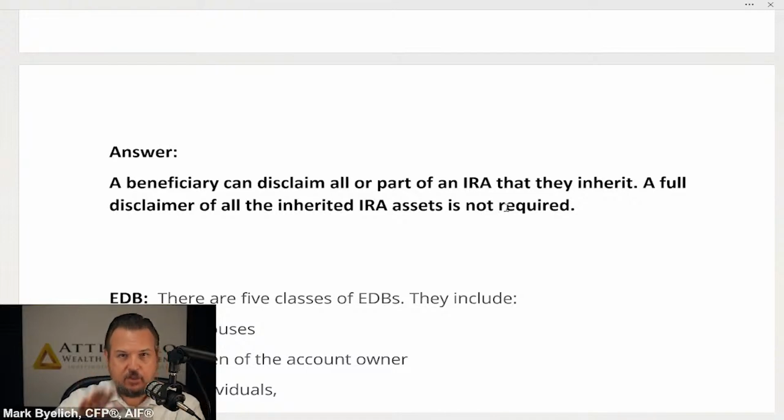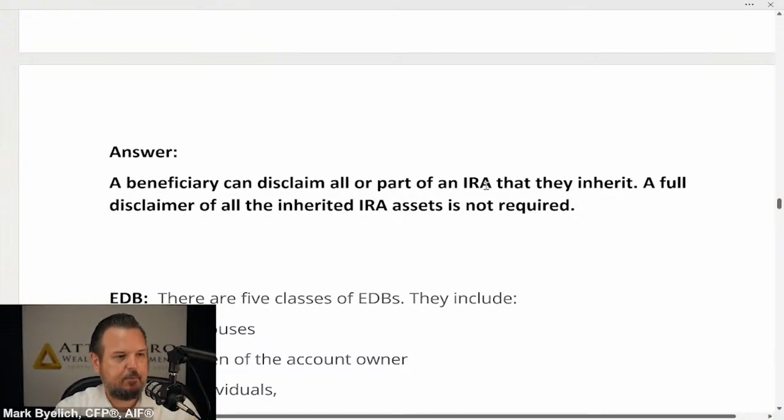And then you have no control who it goes to, though, right? It goes to the next person in line if there's a contingent beneficiary, or it'll just follow whatever the rules are by your state and the custodian. The custodian has some rules in their agreement that govern that as well. So that is disclaiming.